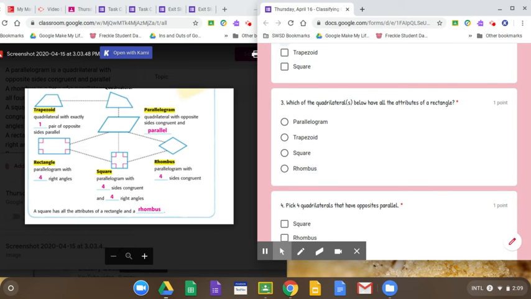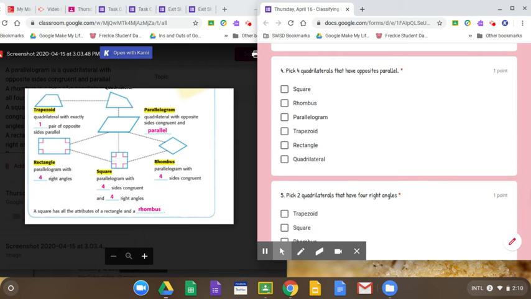For number three, which quadrilateral has all the attributes of a rectangle? So you would go here, like I said, to put these next to each other, and it says a rectangle is a parallelogram with four right angles. So what other shape here is a parallelogram that has four right angles? The only option is a square. Square is the only other shape that has four right angles. So that's the answer for number three.